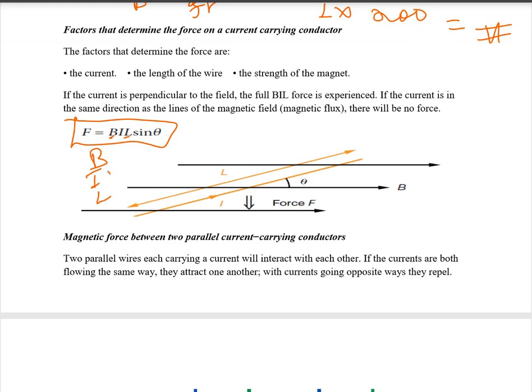Therefore, since it's dependent on these three, if the angle between the field and the current or the length varies, the value of the force also varies, because the angle theta is varying. Therefore, it is dependent on the magnetic field strength, the current, and the length.